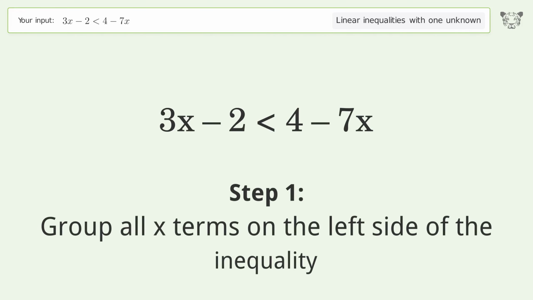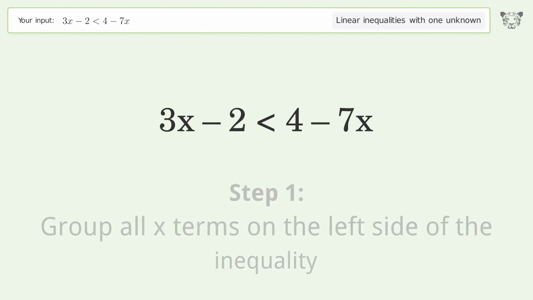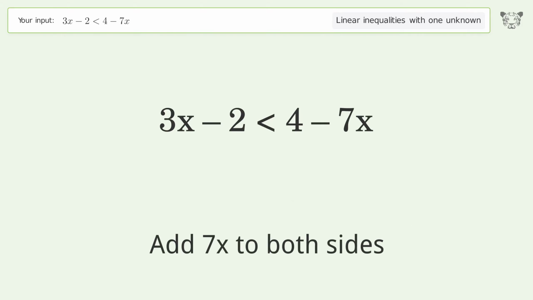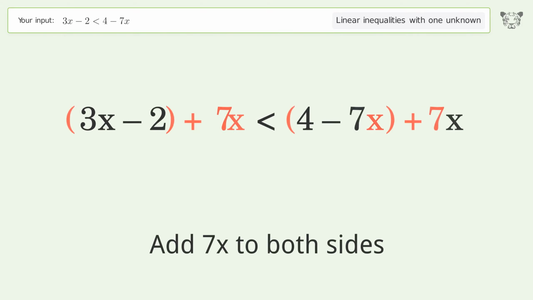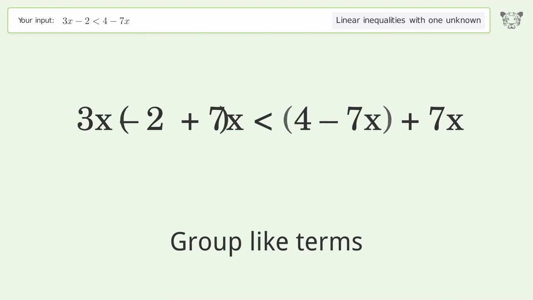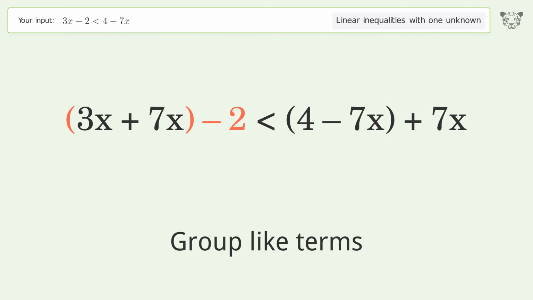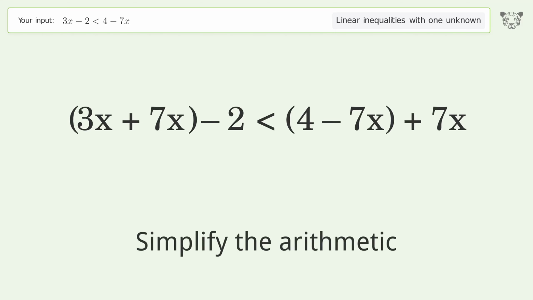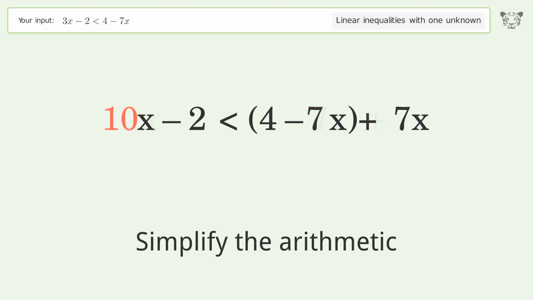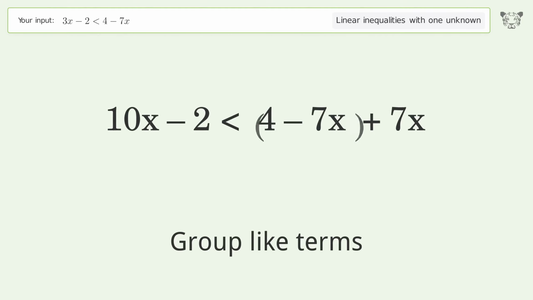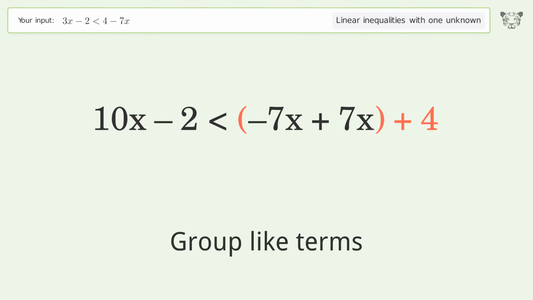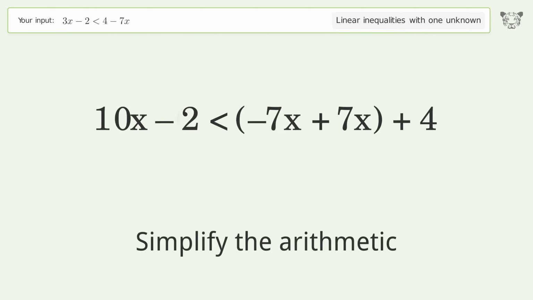Group all x terms on the left side of the inequality. Add 7x to both sides. Group like terms. Simplify the arithmetic. Group like terms. Simplify the arithmetic.